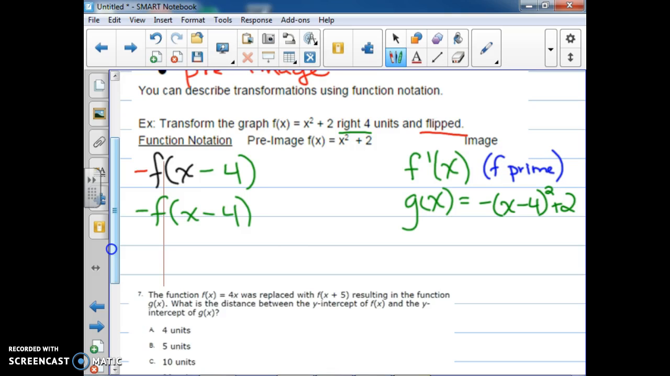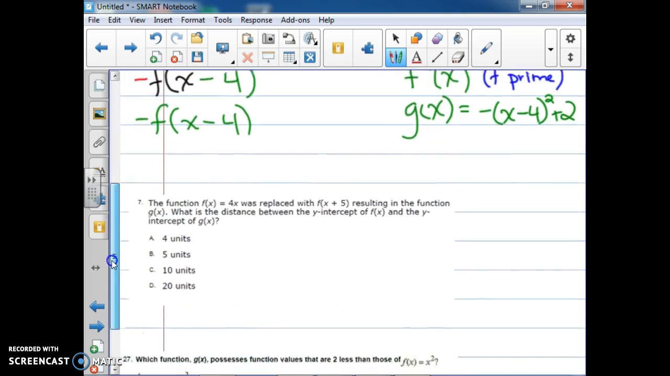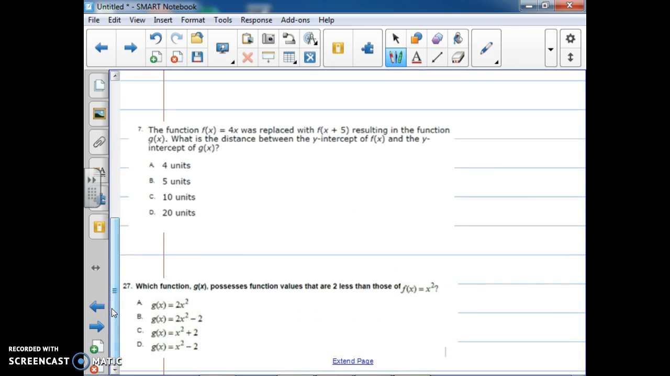Alright, let's go to the next example, number 7. It says the function f of x equals 4x was replaced with f of x plus 5, resulting in the function g of x. What is the distance between the y-intercept of f of x and the y-intercept of g of x? First thing, identify your pre-image. So the pre-image is f of x equals 4x.